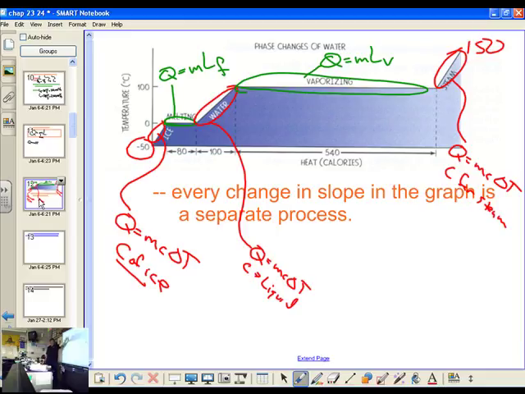Well, if I just want the energy of phase change, that would be that one step. That's what this is: Q equals ML. Q equals ML is the energy of phase change. Depending on whether I'm talking about melting or freezing, it would be here. Boiling or condensing is up here. That's what that is. This is changing its temperature. This is heating it from 0 to 100.